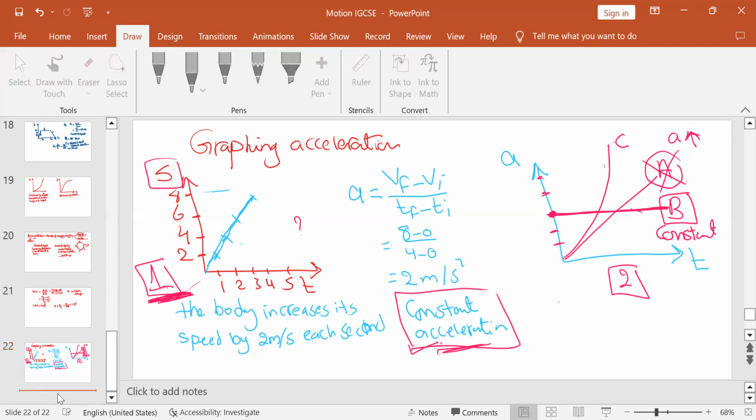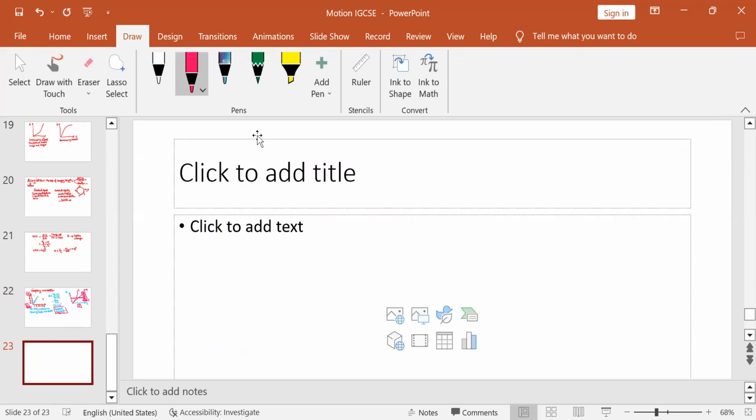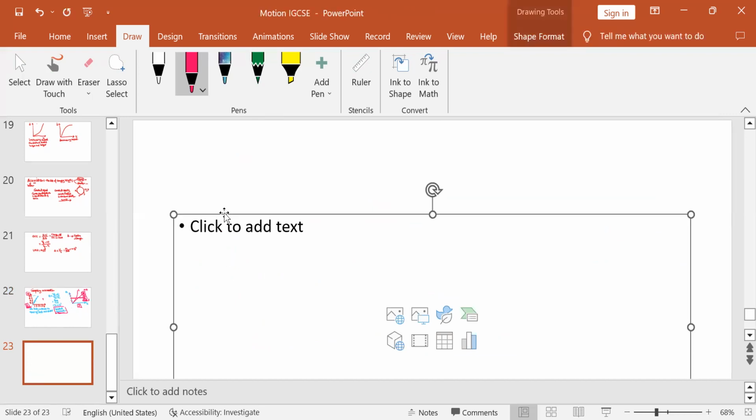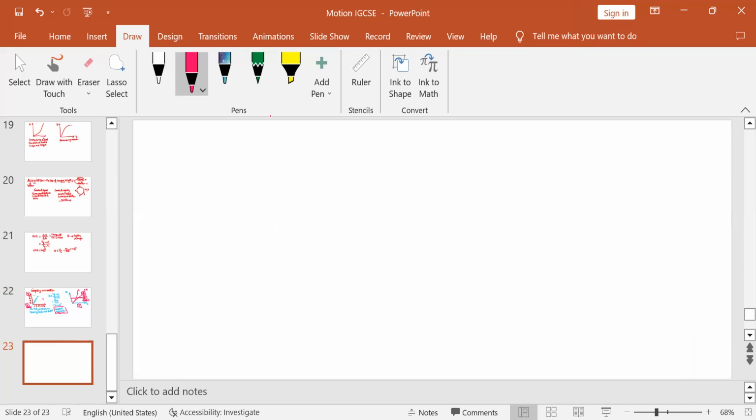Let's talk about one more graph and that's it. Okay. We have here a speed time graph, and the graph is this. What does it mean? Describe the motion.